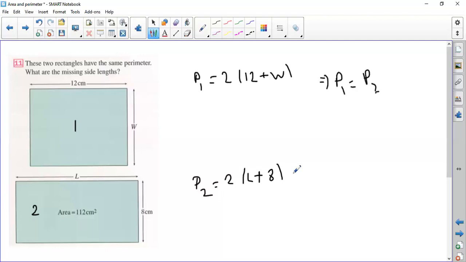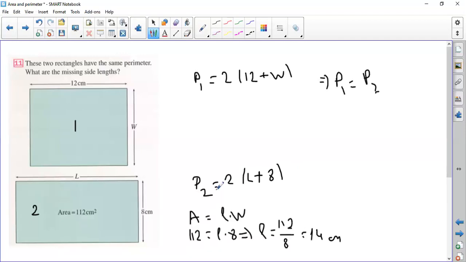How can we find the area of a rectangle? We know that it is length times width. Since the area is given as 112 centimeters squared, we don't know the length, but we know that the width is 8, and this is 14. Now we can find the perimeter for this one, because we know what L is.